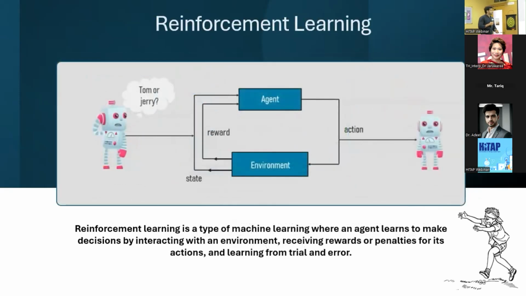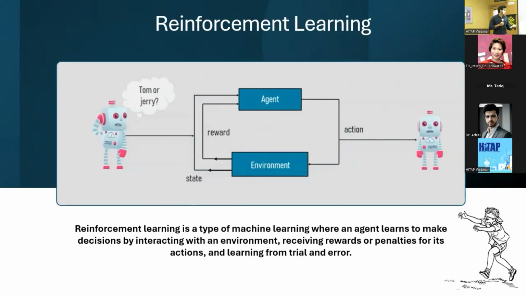The third type is reinforcement learning. And this is very famous nowadays. ChatGPT is also using this. And actually, reinforcement learning is the actual replica of the human thinking and learning process. And how is it a replica of humans? Because we also learn on the basis of reward and punishment.